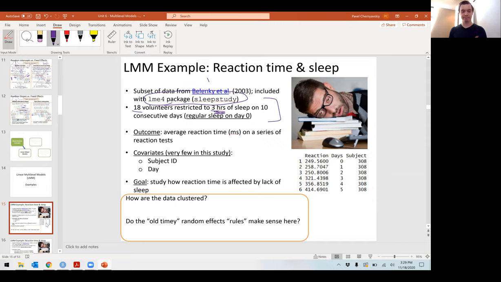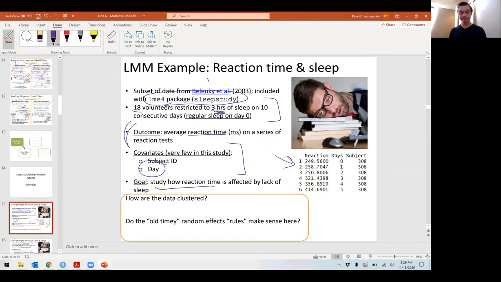The outcome is the average reaction time in milliseconds on a series of tests that they averaged together. We only have two covariates in the entire study. It's very easy for me to show you what the data set looks like. We only have what day of the study we're on. They were on regular sleep on day zero. And what is my subject ID, which is just a random subject ID. The goal is to study how reaction time is affected, pretty likely deteriorates, how reaction time deteriorates as a function of how many days on very little sleep you've been living.